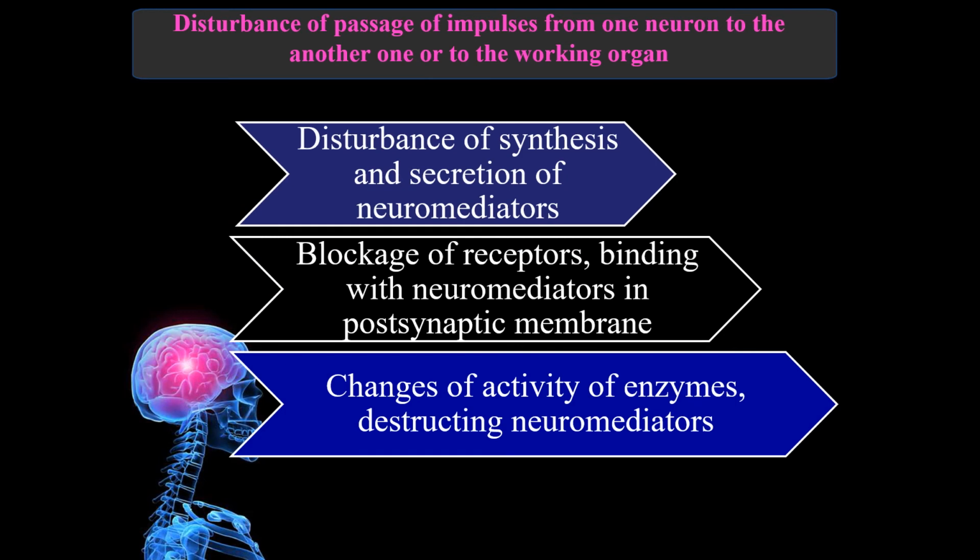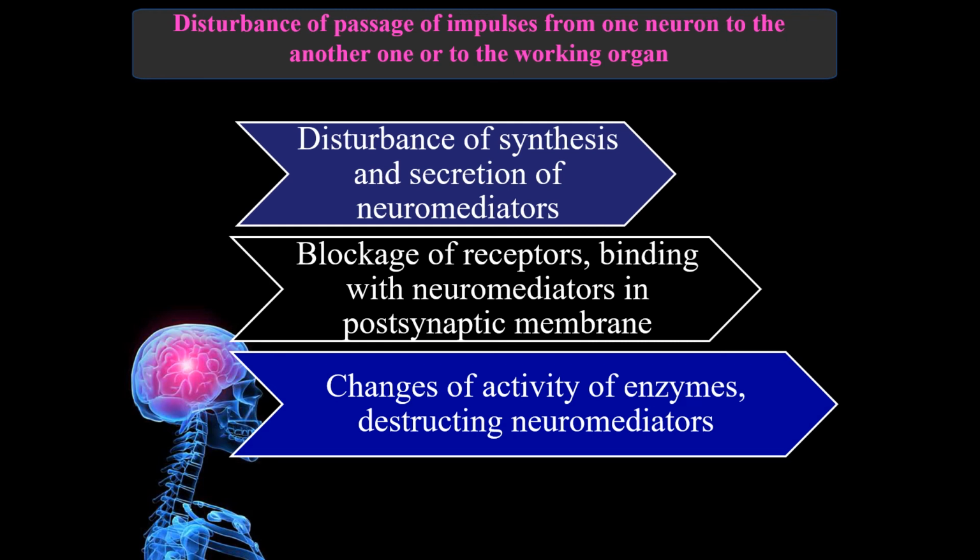Disturbance of the passage of impulses from one neuron to another neuron or to the working organ of body is associated with disturbance of synthesis and secretion of neuromediators, the blockage of receptors binding with neuromediators in the postsynaptic membrane, and change of activity of enzymes destructing neuromediators.